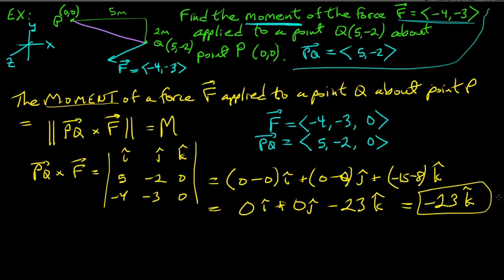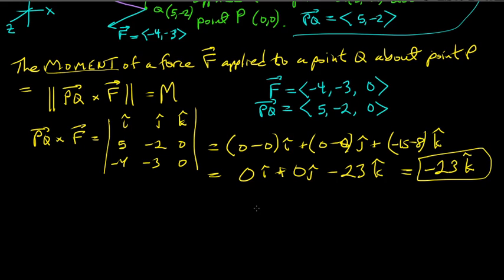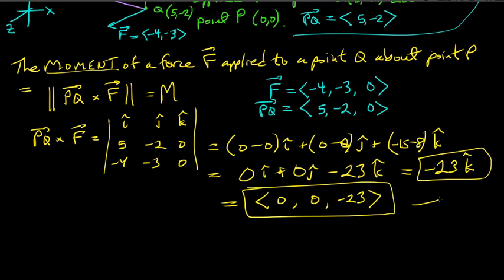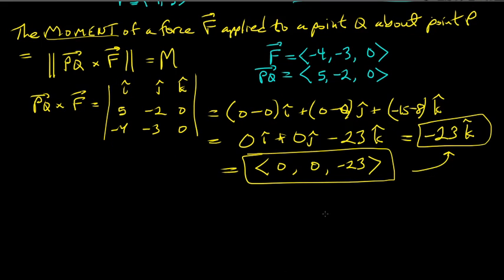Okay. Or if you do write it with components like this, then you have to write the zeros, of course. But when you write it as a linear combination of i, j, and k, you don't need the zeros then. All right, so that's not the moment, that's the vector.